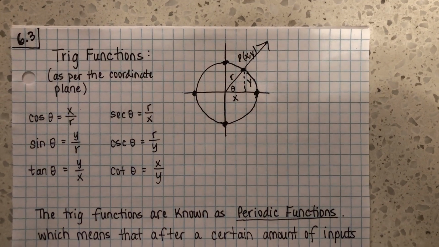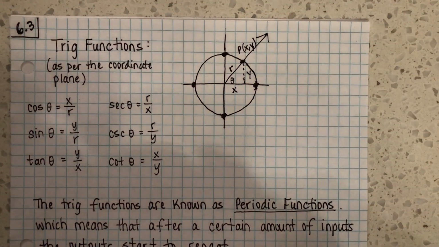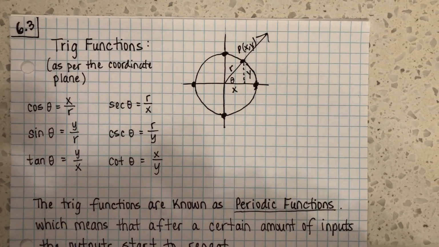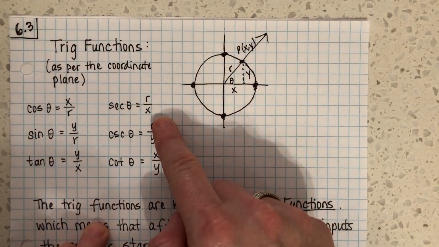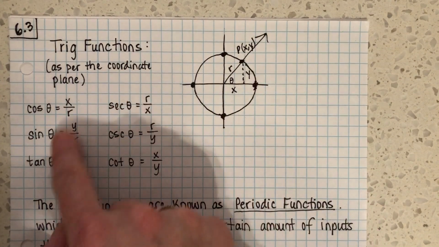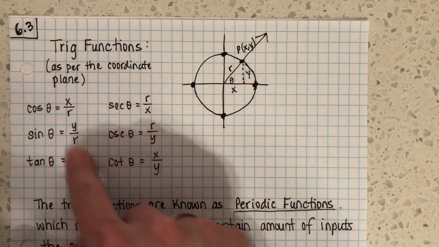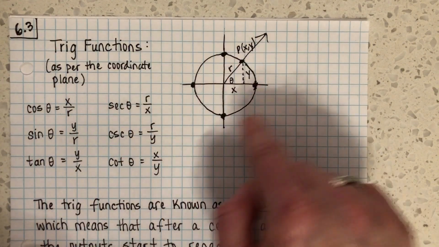Hey guys, we are now starting section 6.3, which is about all of the properties of trig functions. To get started, we have to remember that we have redefined each trig function using the coordinate plane and relating an angle to a point on a circle. So here are all of their new definitions and ratios again.